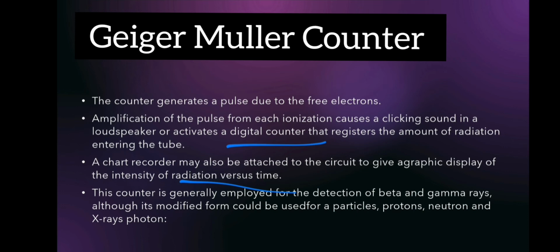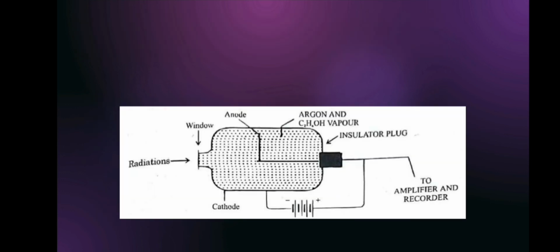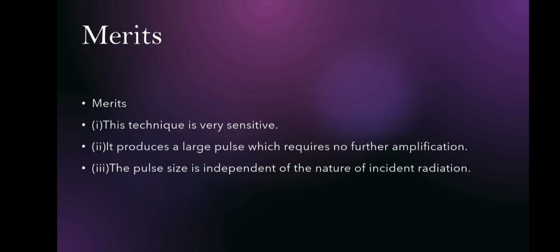The last thing is that this counter is generally employed for the detection of beta and gamma rays, although its modified form could be used for particles, protons, neutrons and X-ray photons. So that was all for the Geiger Muller counter, and moving on towards its merits.